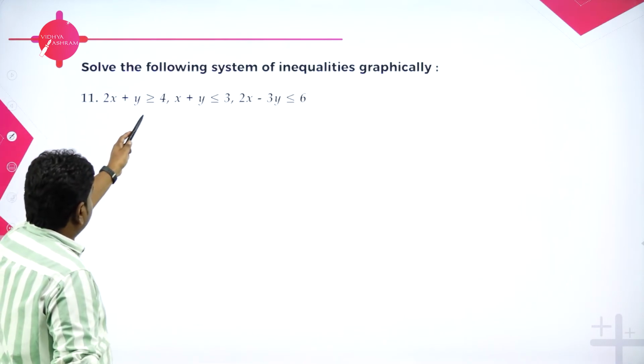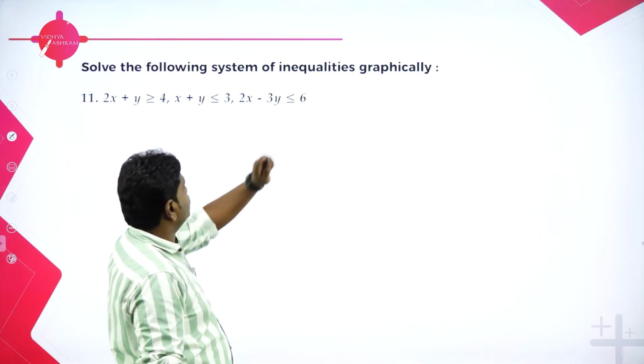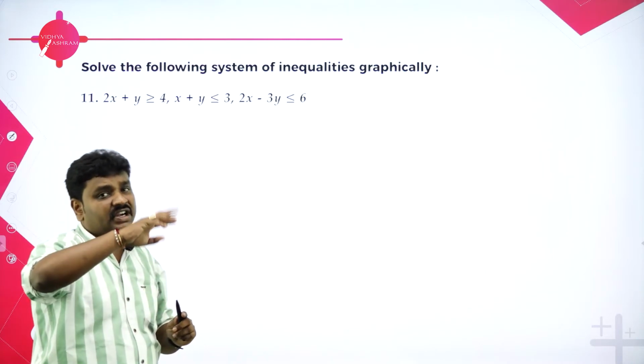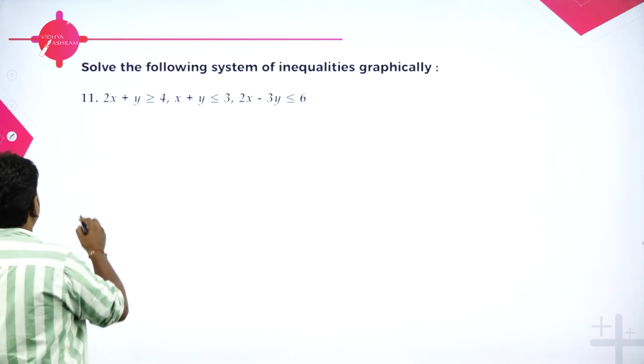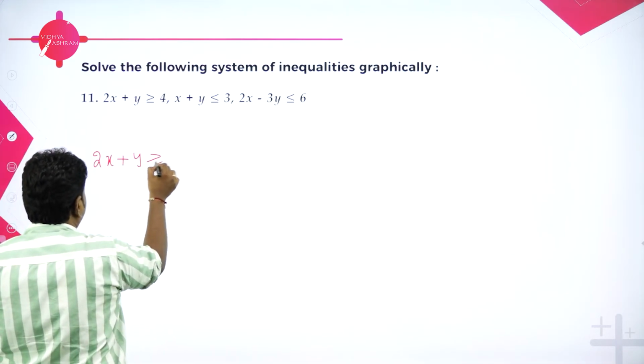Then 2x plus y greater than or equal to 4, x plus y less than or equal to 3, 2x minus 3y less than or equal to 6. Three different lines. Draw all. So 2x plus y greater than or equal to 4.